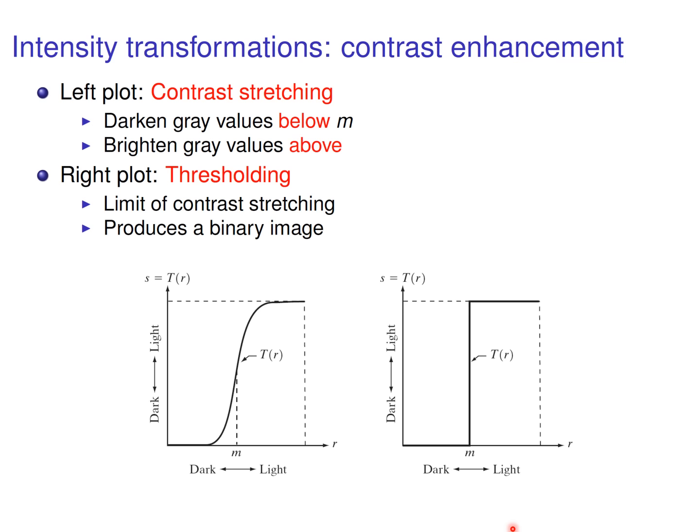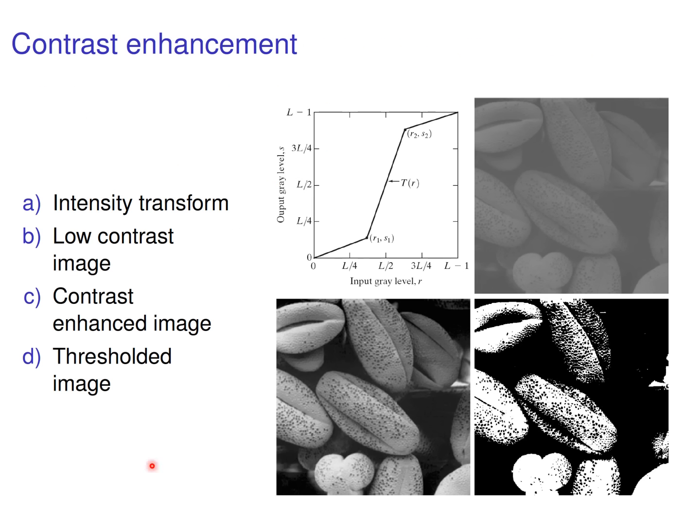So it's exactly at that point, it's either on or off. So it's either black or white, and you select the threshold of the intensity. Here is an example. Let's say instead of the curves, I'm giving you this intensity transformation, and that's your image. If you apply the transformation to this image, the darker will be darker and the whiter will be whiter, and you get this one.